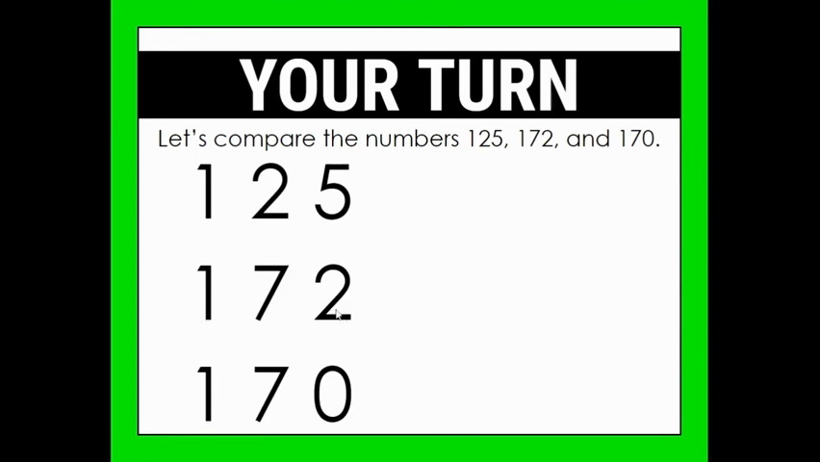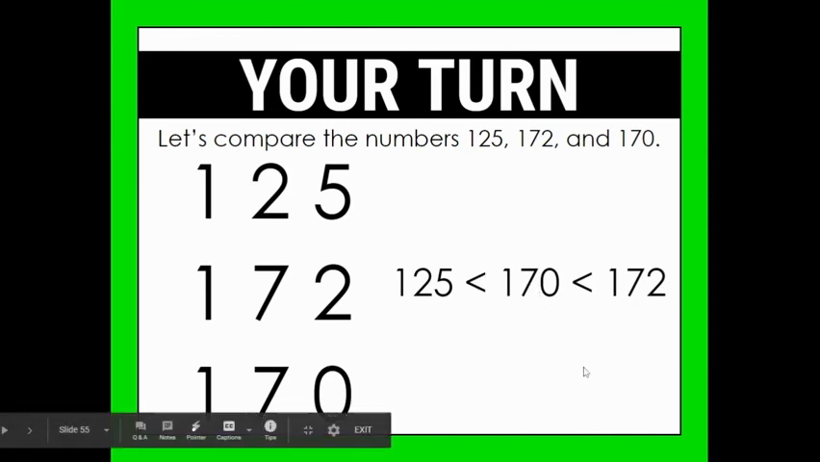And now what I can do is I can write all 3 numbers from least to greatest. So remember, 125 was the smallest because it only had 2 tens. So 125 is less than 170, because that was our middle number. And 170 is less than 172. Remember how it had those 2 ones, which made it bigger than this one? So I can write 3 numbers going across using my greater than or less than sign.